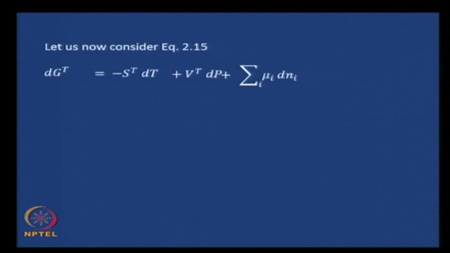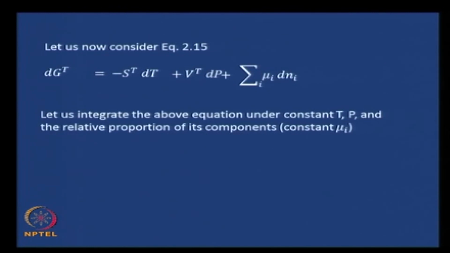Now this is a differential. Let us integrate this equation at constant T and constant P. If it is constant T, this term will completely vanish, and if it is constant P, this term will completely vanish. And also let us retain the relative proportions of the components in the system while we are integrating the equation, which means the mu i's are also being held constant.